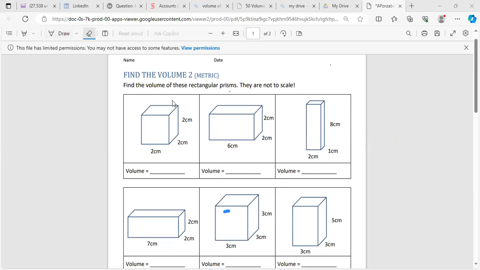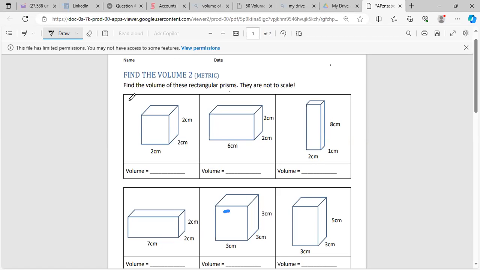Volume, right? It says find the volume of these rectangular prisms. They are not drawn to scale. So it means that if it looks like 2, it doesn't necessarily mean it's 2. It's not the actual measurement. All we have to do is work with the measurements that are given. Doesn't mean that it's 2 if it looks like 2, or it's half if it looks like a half. Alright, go ahead, Ian. You're supposed to find the volume of this one.